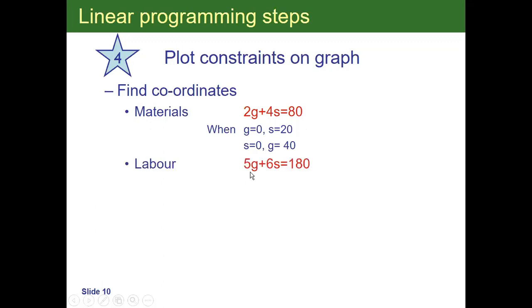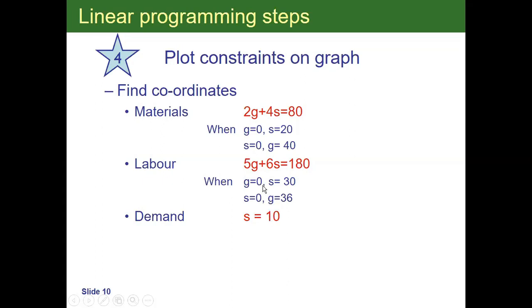Similarly, you can find them for labor: 5G plus 6S is equal to 180. When G is equal to 0, you have 6S equal to 180, which means S is equal to 30. When S is equal to 0, you get 5G equal to 180, which makes G equal to 36. And then you have demand, S is equal to 10, because this also you want to sell at maximum. These are the 3 constraint lines we made.